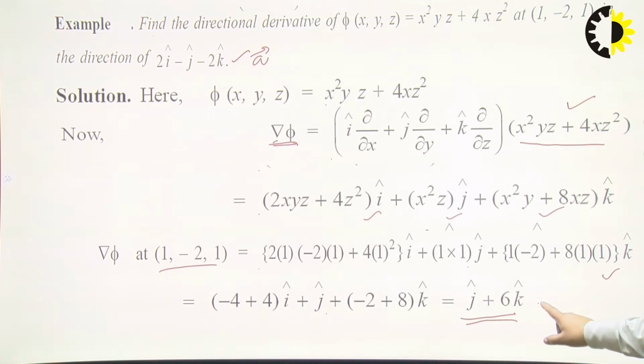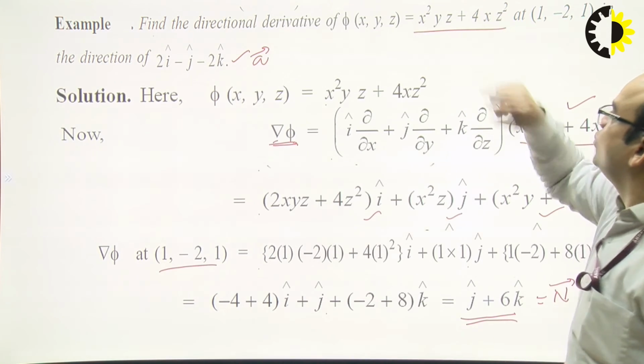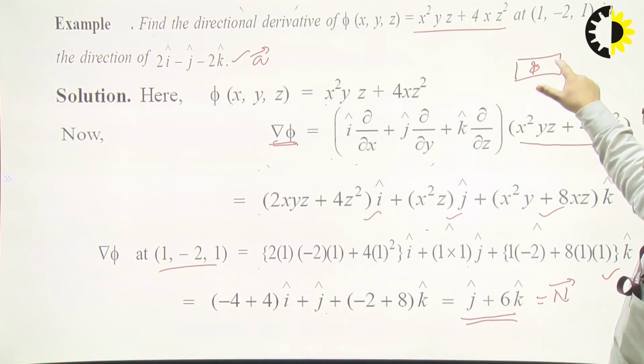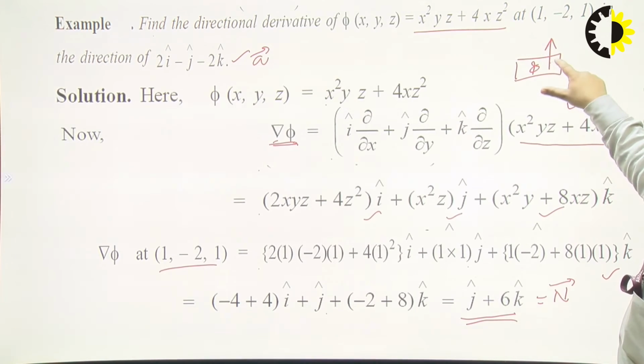Before moving to this slide, let us see. This is the vector n and it is normal to the given surface phi. It is normal to this surface. If phi is the surface, then n will be normal to this.